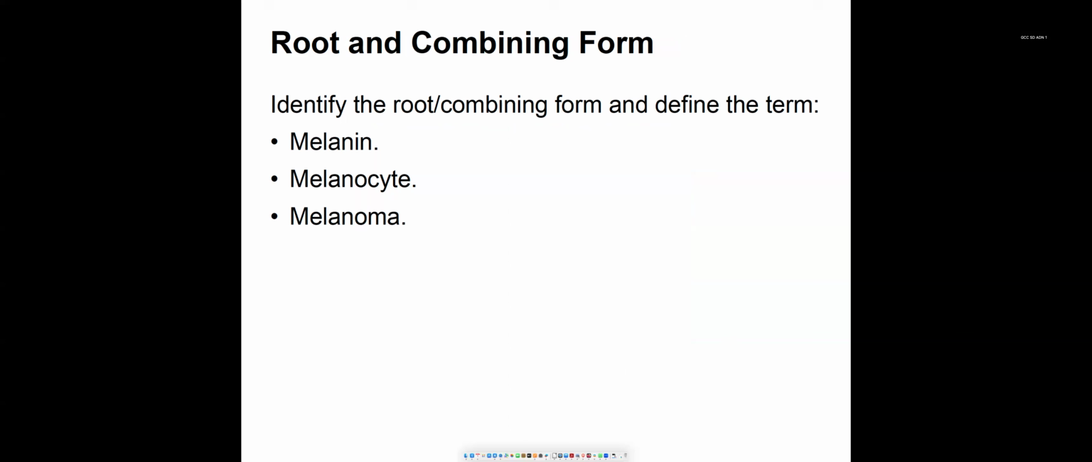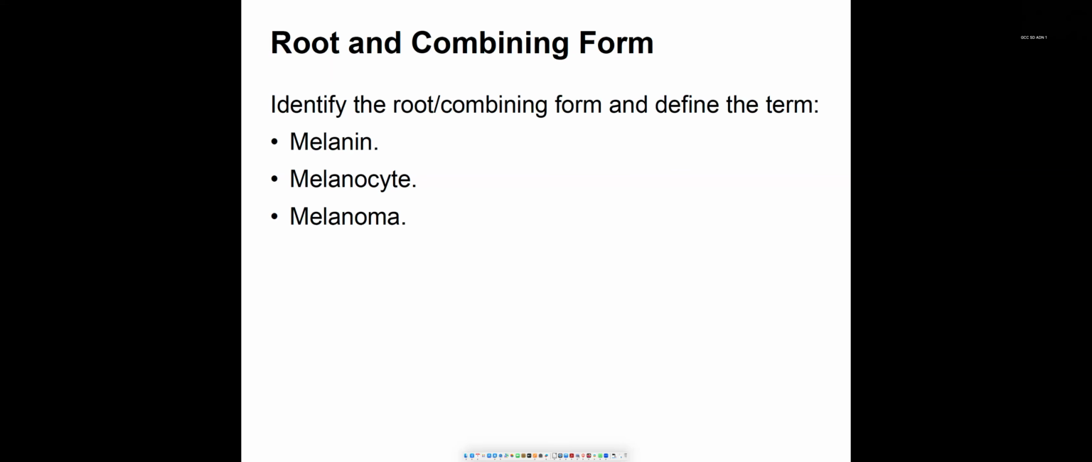Let's look at more roots and combining forms. I want you to identify the root and combining form and then define the term. All right, melanin is the word. Root combining form, melan. Definition, melan means black or dark, referring to a pigment responsible for the coloring of the skin and eyes. Melanin is produced by these melanocytes, as mentioned before, and plays a protective role by absorbing harmful ultraviolet or UV radiation.